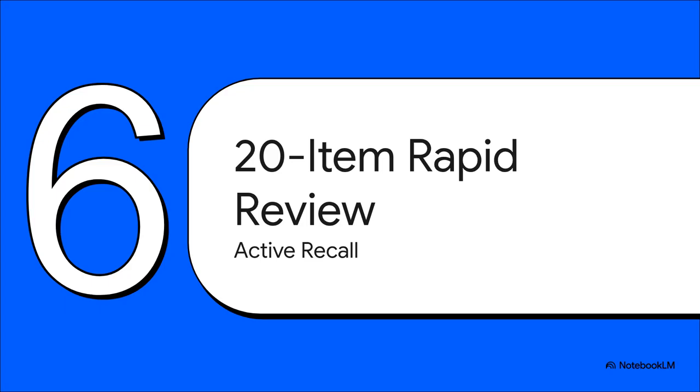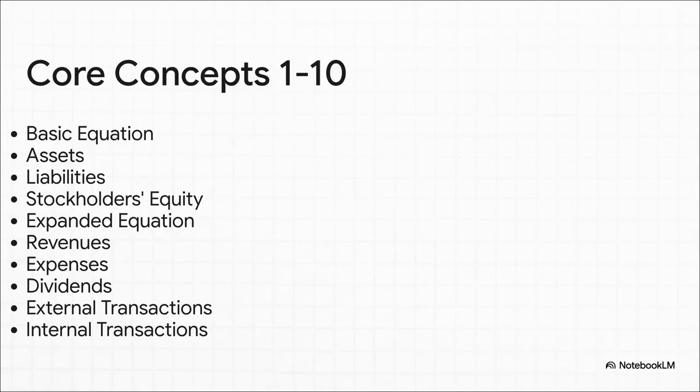Section 6, our 20-item rapid review. It's time for the ultimate cognitive retention hack, a rapid-fire active recall review of high-yield facts. Scan these first 10 core concepts. Seriously, don't just passively read them. Mentally define their function in the equation before moving on. Make sure you can instantly differentiate an external transaction like, say, buying from a supplier, from an internal one, like consuming supplies you already have in the back room.